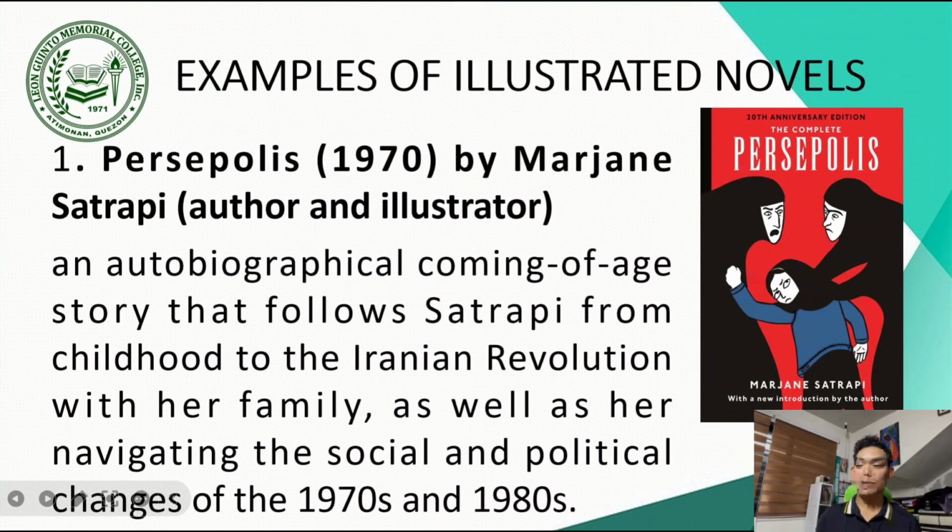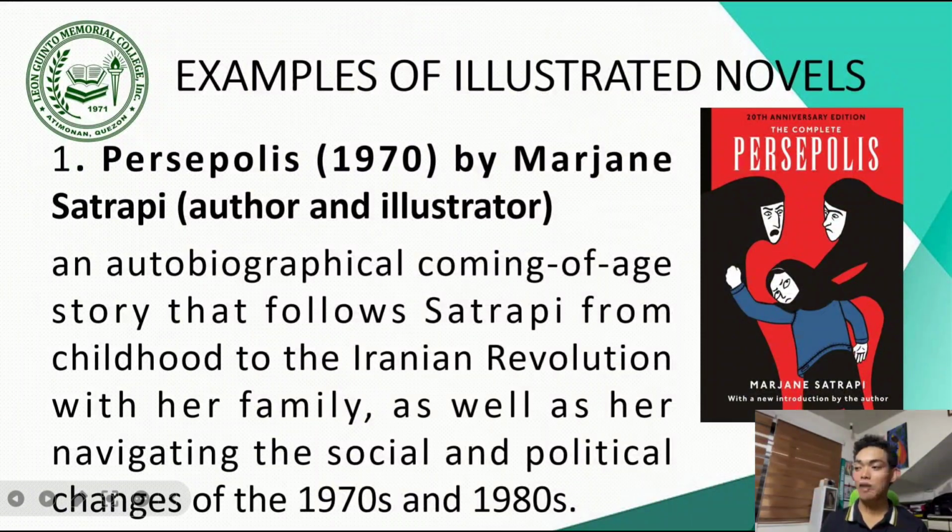So now we have Persepolis, 1970, by Marjane Satrapi, the author and illustrator. This is an autobiographical coming of age story because the novel offers a personal first-hand account of Satrapi's experience, giving it a deeply humanizing touch. This personal connection helps readers to relate to the broader historical events on an emotional level.